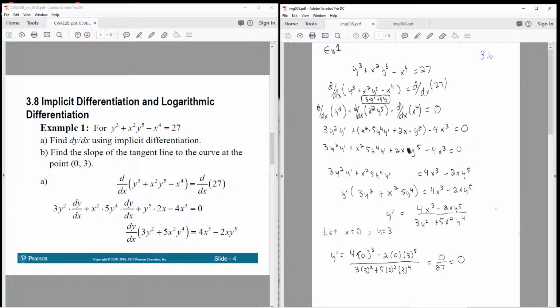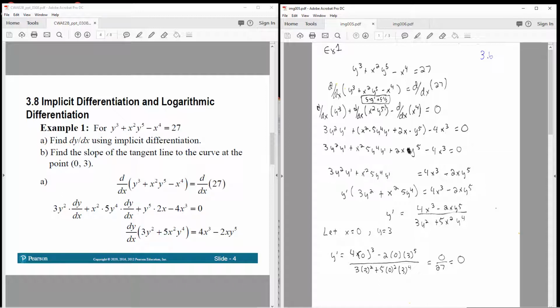In this particular example, solve for dy/dx using implicit differentiation. So I take the derivative of both sides. So I take the derivative of y to the third. I take the derivative of that product. I take the derivative of x to the fourth. I take the derivative of a constant, which is 0. So the derivative of y to the third is going to be 3y squared times y prime. Okay, with respect to x.